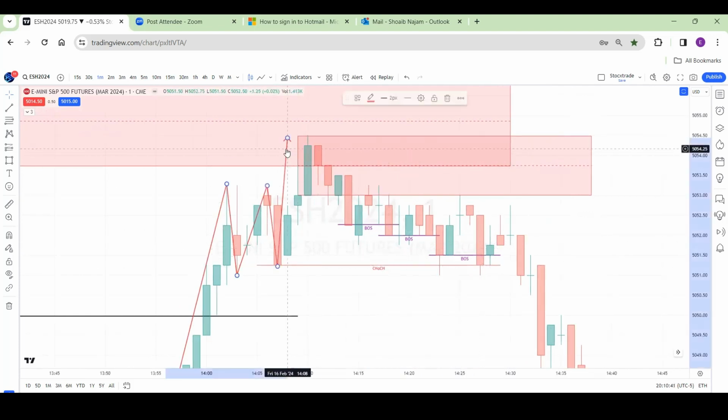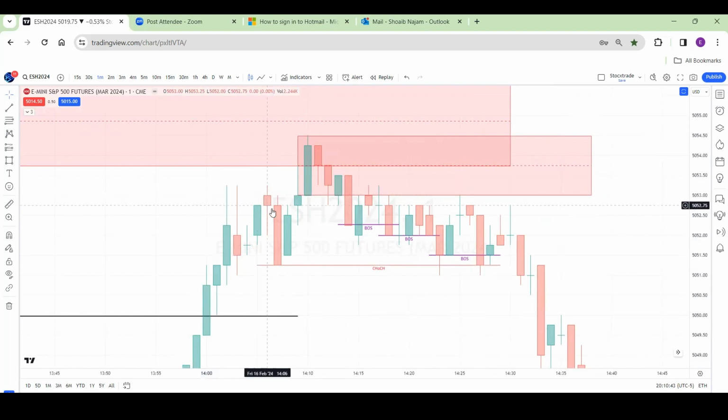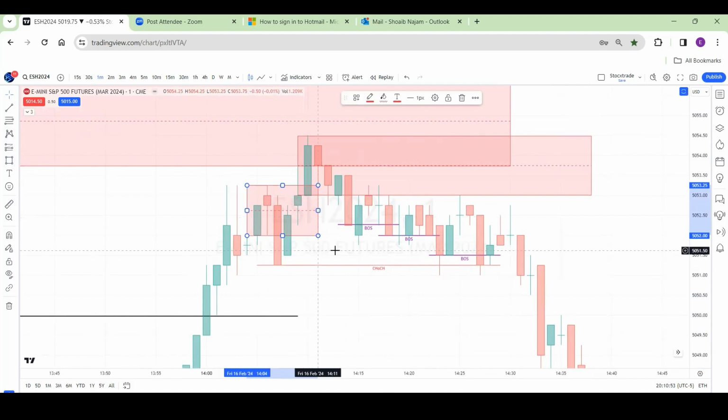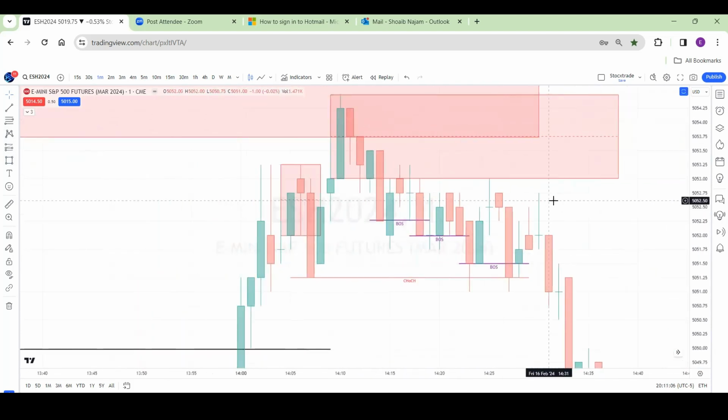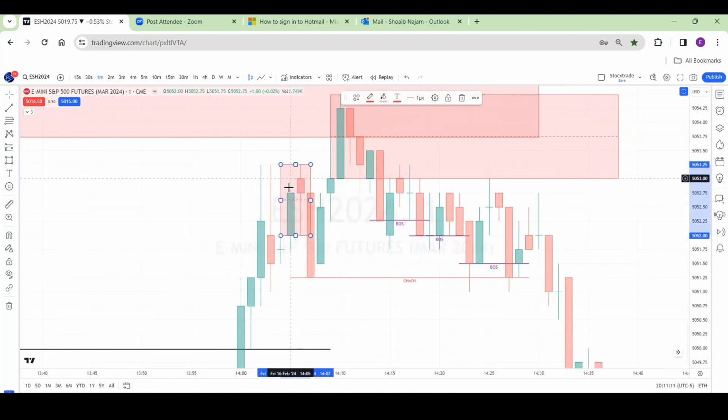This time, if I consider this candle as the second higher low level, just mark this. And this is the supply zone, the second last supply zone. See, is there any fair value gap here? If this is the second last higher candle, is there any fair value gap here?